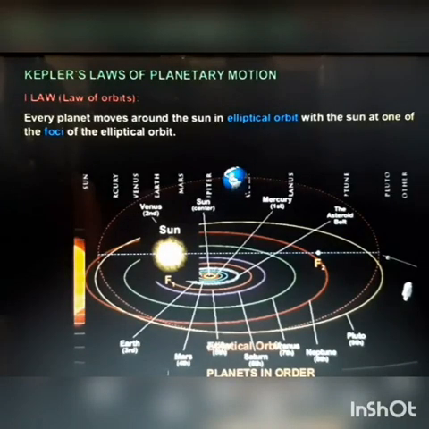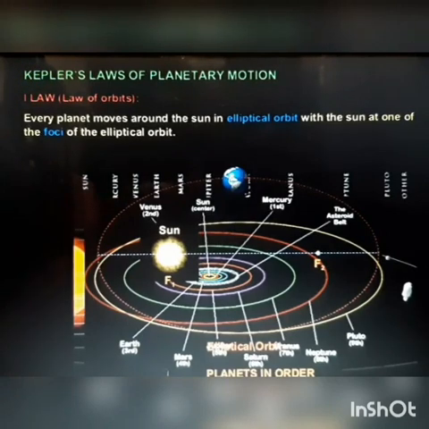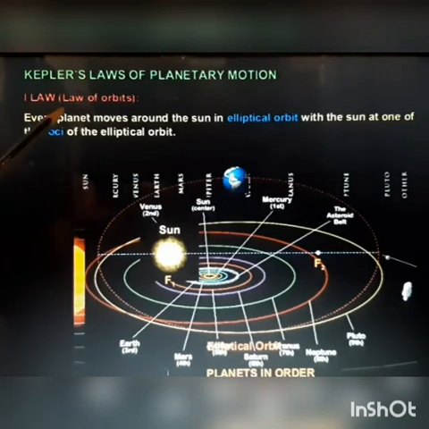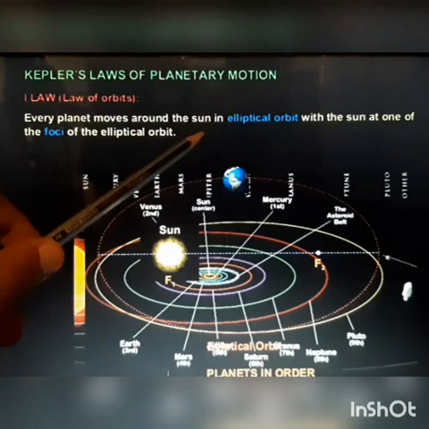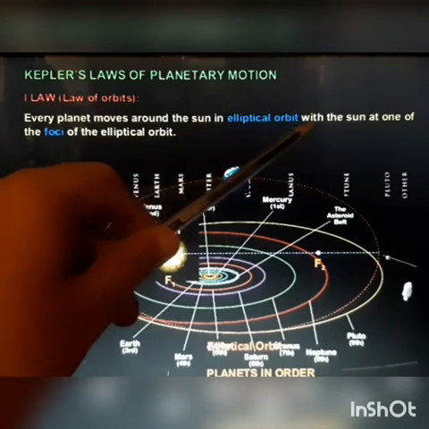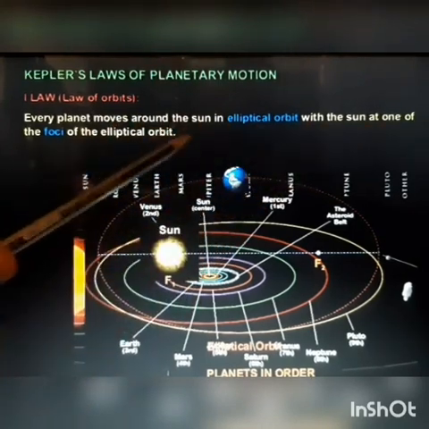Let us move on to the next topic, Kepler's laws of planetary motion. Kepler formulated 3 laws which explain the motion of a planet around the sun. The first one is known as the law of orbits. It states that every planet moves around the sun in an elliptical orbit with the sun at one of its foci.